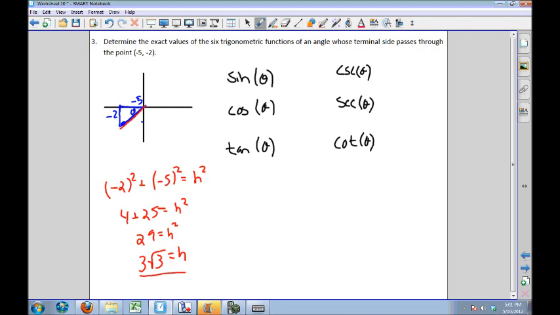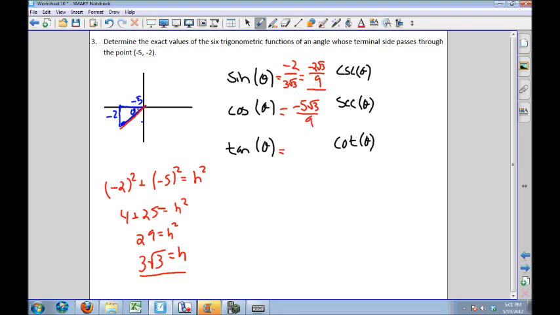Now if I want sine, it's going to be opposite over hypotenuse. Opposite this angle is -2 over the hypotenuse, which is root 29. But I can't have radicals in my denominator, so I'm going to have to multiply this by root 29 over root 29. And when I simplify out, I get -2 root 29 over 29. Cosine, I'm going to do a similar process. It's going to be -5 root 29 over 29.